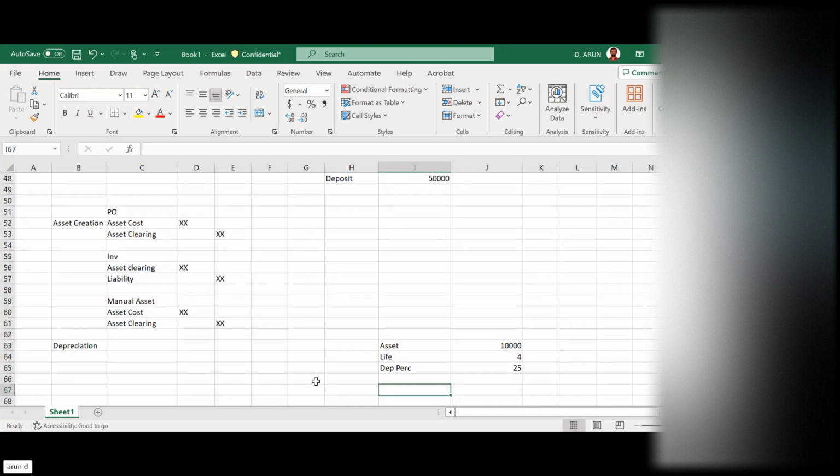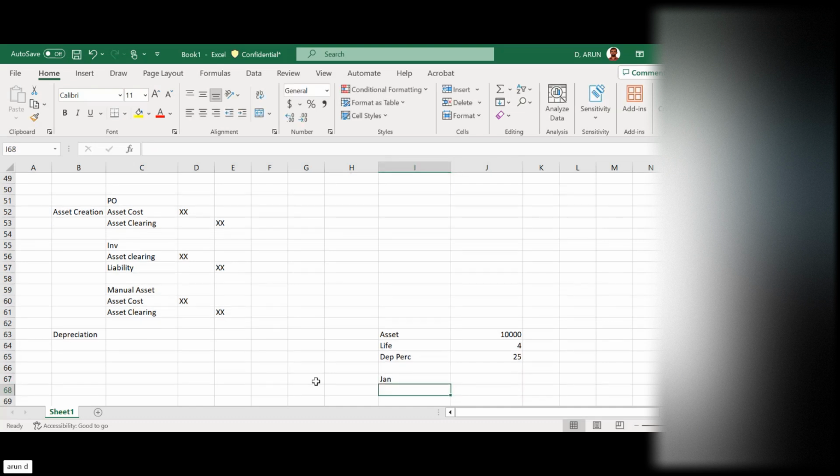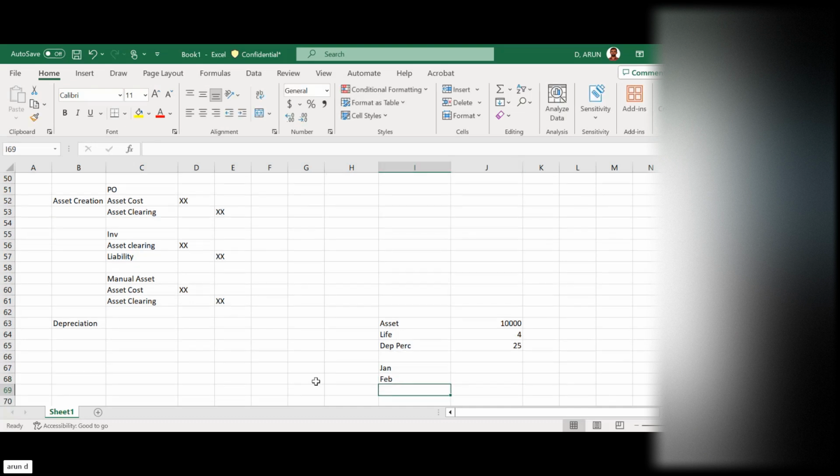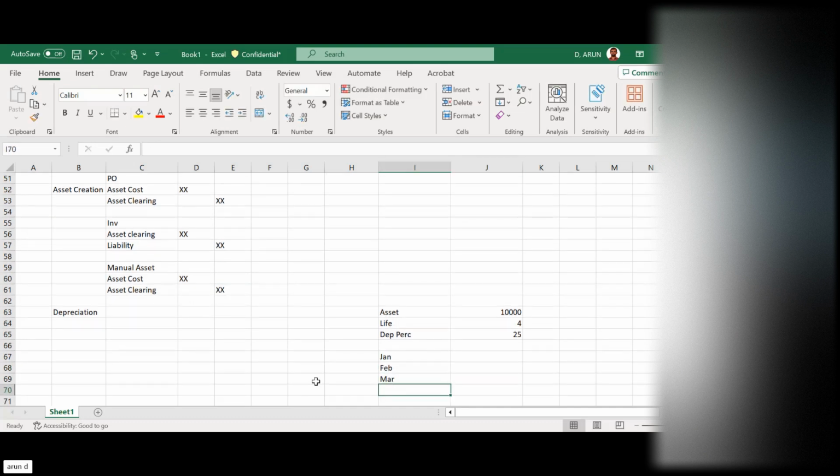So month on month, let's say I purchase this in the month of January. So January would be my first period, February would be second, March third, and April would be fourth. So this is the time that I will retire because more than this, I will not be able to use this particular asset. Why I cannot use it?